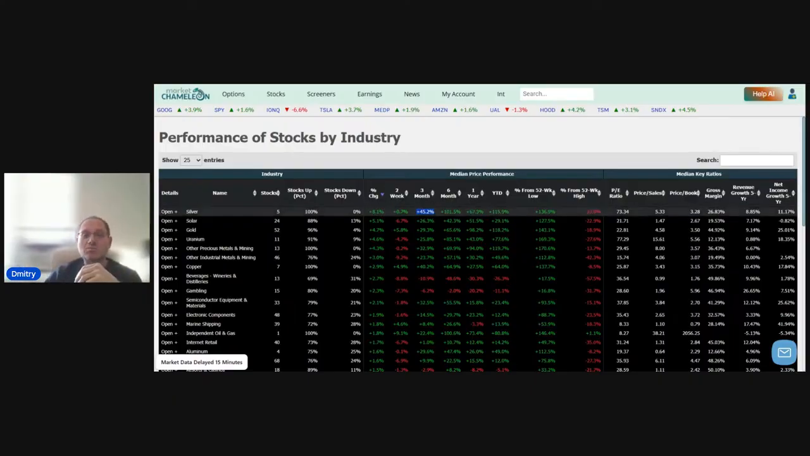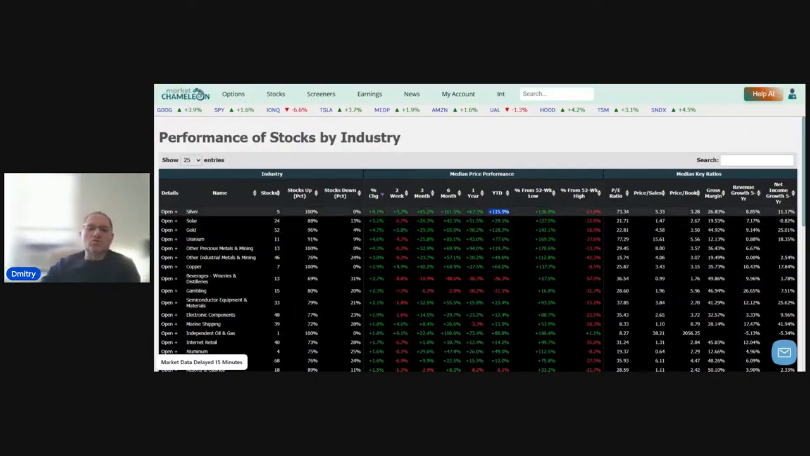In a 6-month period, 101%. You could see on the 1 year and year to date. So this isn't just a 1 day event. It looks like that those stocks or that group of stocks has been displaying strong return, strong performance over a longer period of time.